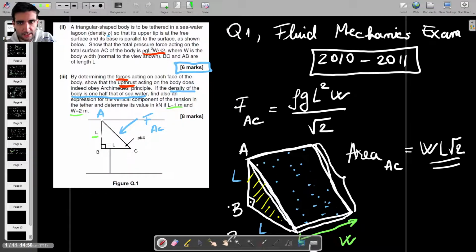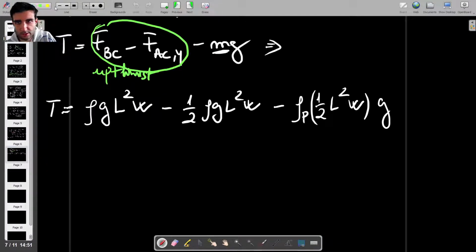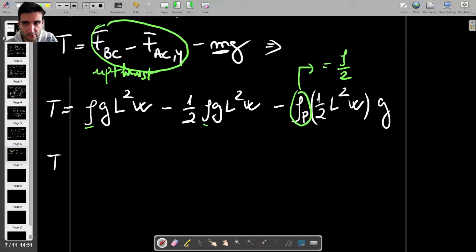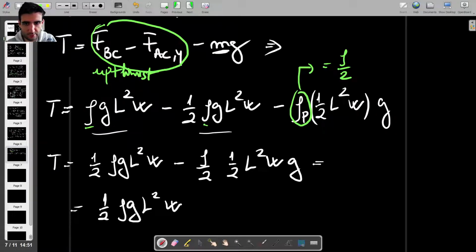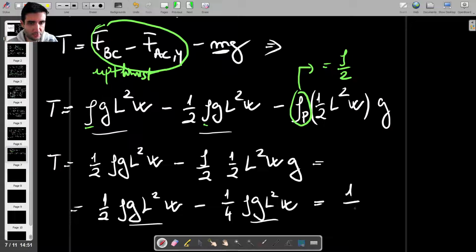Now the question tells us that the density of the body is half that of the seawater, which means that this density here, I can rewrite it as equal to rho over 2, where rho is the density of the seawater. So this is going to be T equals, so those two terms are both going to become 1/2 rho G L squared W minus, and then rho P is going to be rho over 2, 1/2 L squared W times G. Okay, so we just end up with 1/2 rho G L squared W minus 1 over 4 rho G L squared W. I just rearranged a couple of terms to make the two terms look similar. So the final result is going to be 1 over 4 rho G L squared W.